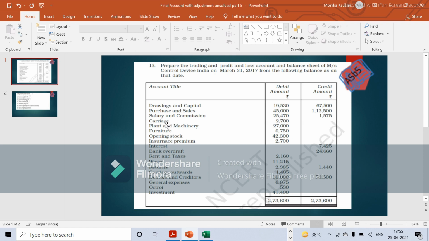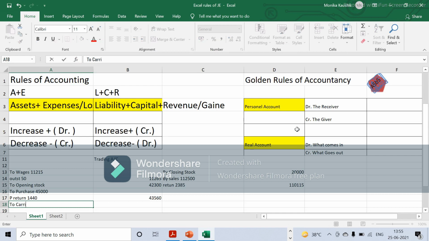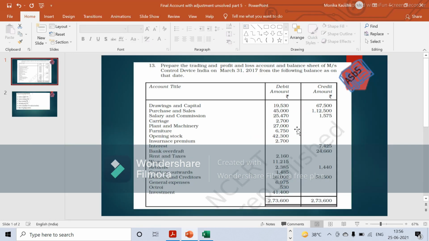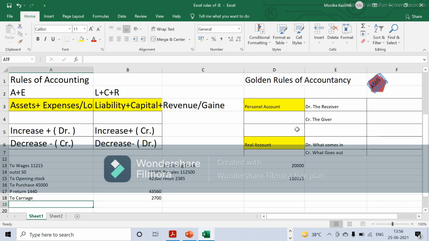Salary, commission, profit and loss, carriage. Carriage is a part of the trading account, right? Carriage is a part of the trading account. Carriage outward is a part of the profit and loss account. So here, since inward is given, this will be part of the trading account, 2700. This is a direct expense. Carriage inward and carriage both will be part of direct expenses, or the trading account.